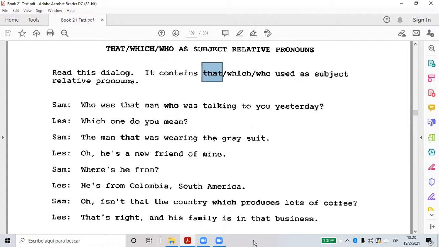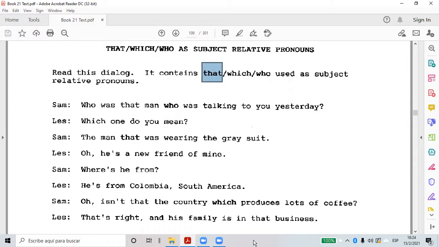Okay, then who was that man who was talking to you yesterday? Which one do you mean? The man that was wearing the gray suit. Page 107. Do you know the people who live in the red house? Combine the sentences. Remember, who and that are used for people, that and which are used for things. You have examples there, and let's do that.